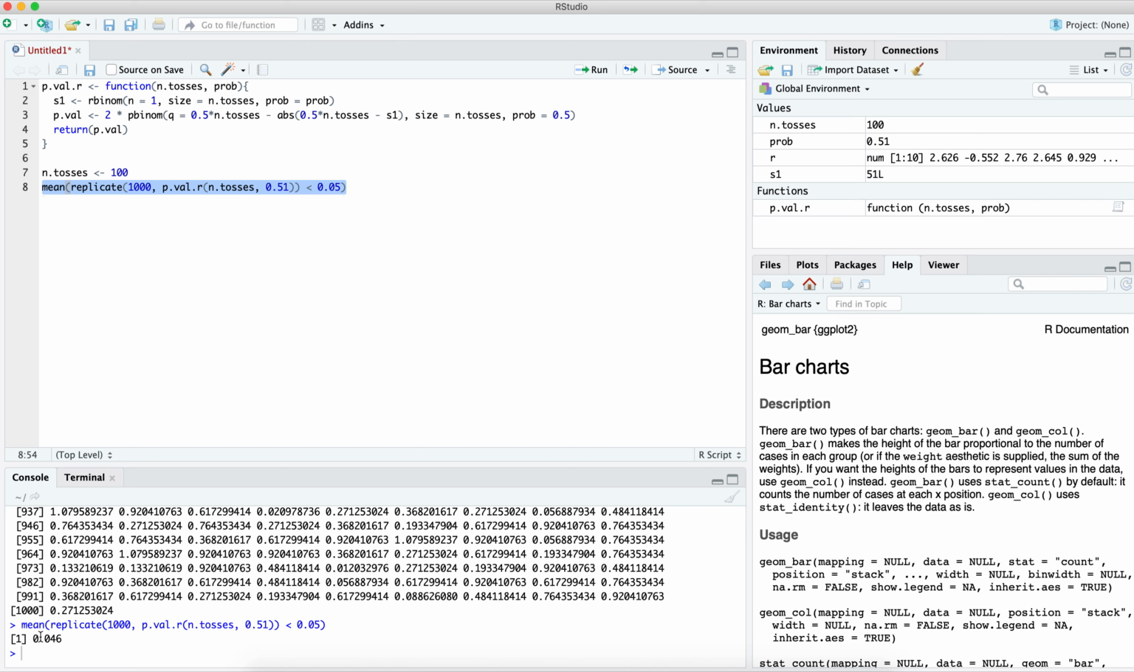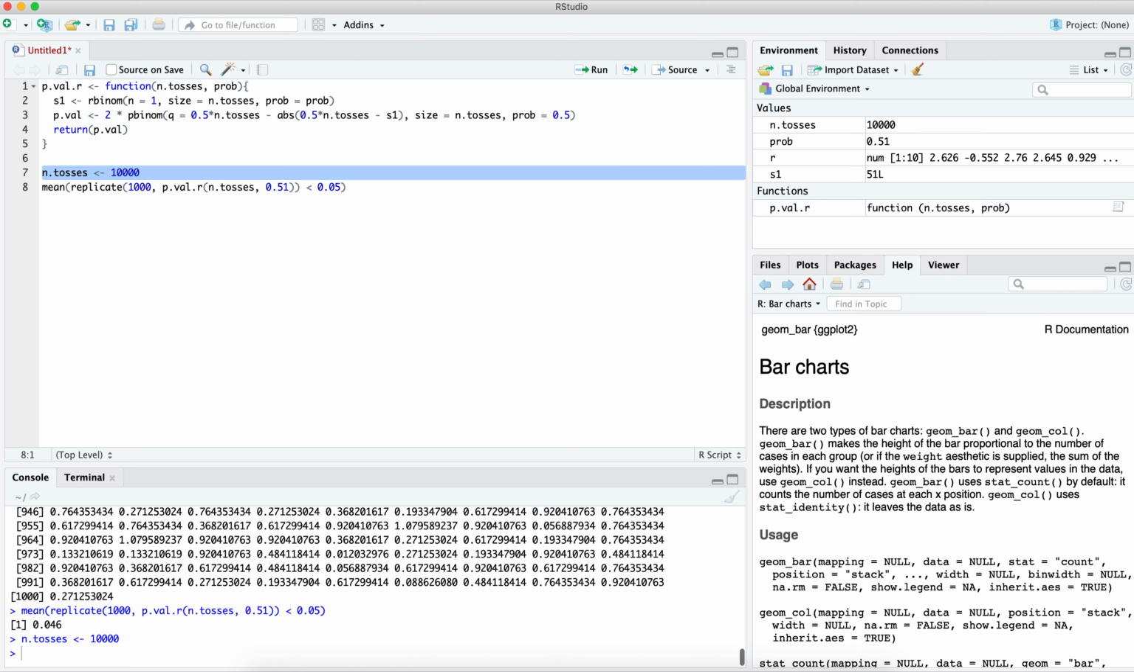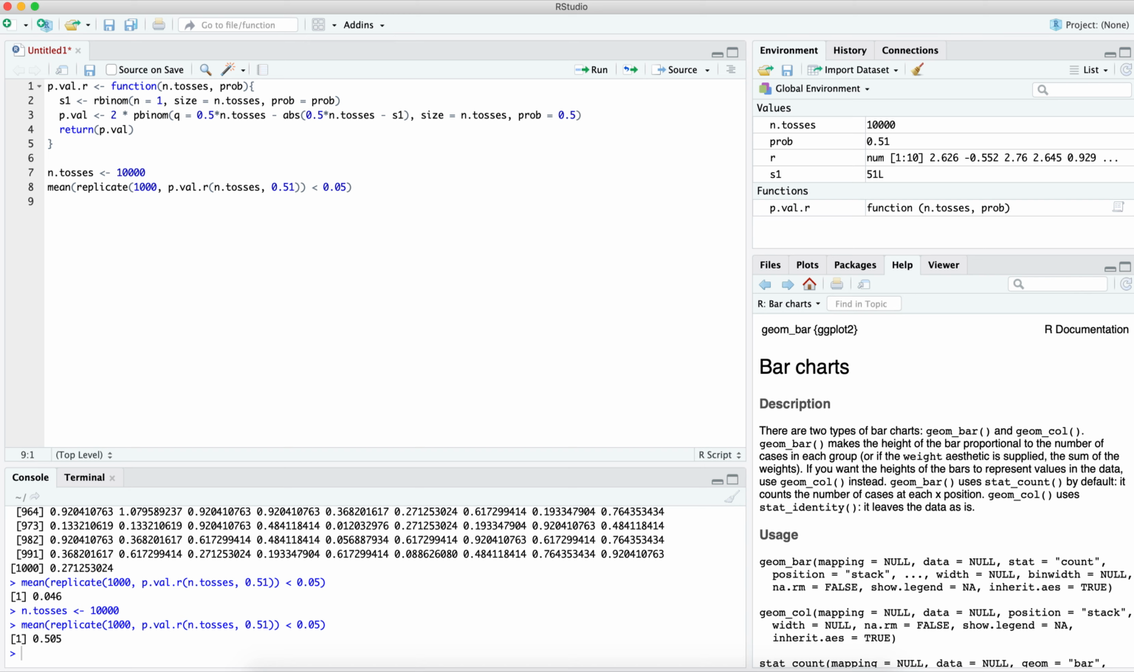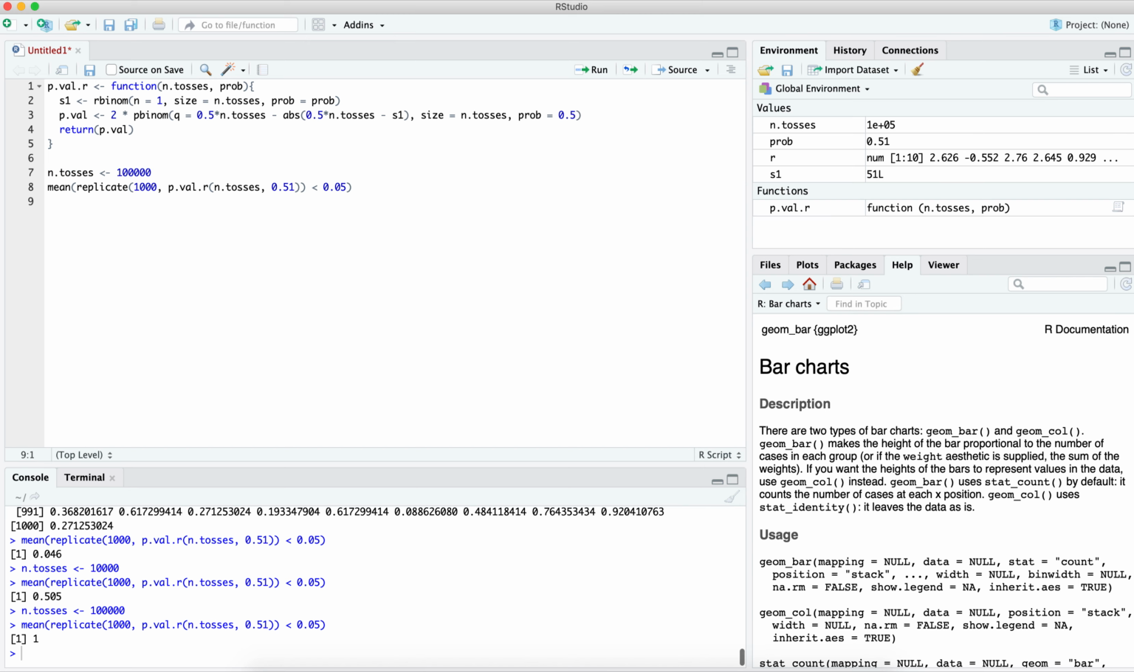what we see is that the p-value was smaller than 0.05 about 5% of the time, actually a little bit less. Okay. So we could try to increase the number of tosses. So let's make it 10,000. If we increase the number of tosses to 10,000, what you see is that 50% of the time, slightly more, we reject the null hypothesis. The p-value is smaller than 0.05. If we make it 100,000, then you'll reject the null hypothesis every time.